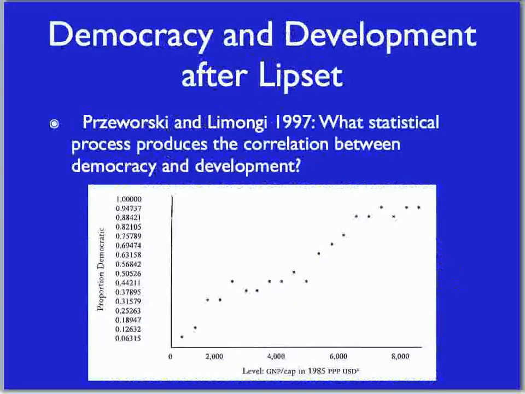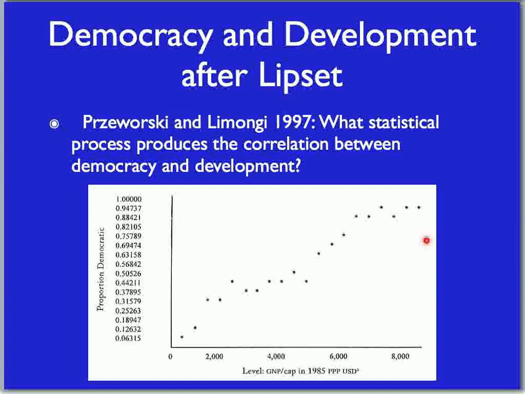However, in what you'll read for this week, Jaworski and his collaborator Limongi return to the classic Lipset question, and they ask, what is it that produces the correlation between democracy and development? Along the x-axis here, you have per capita income in 1985 dollars. As per capita income gets above $6,000, almost all countries become democratic.